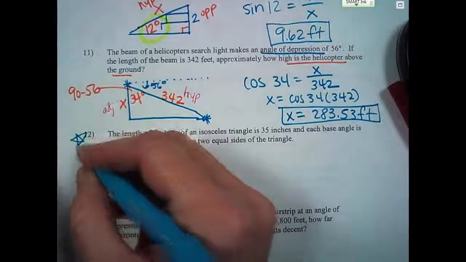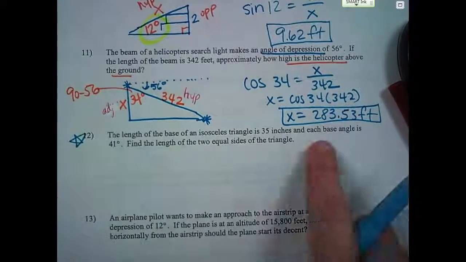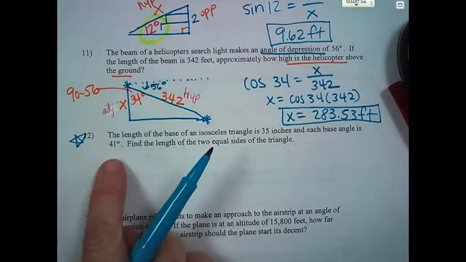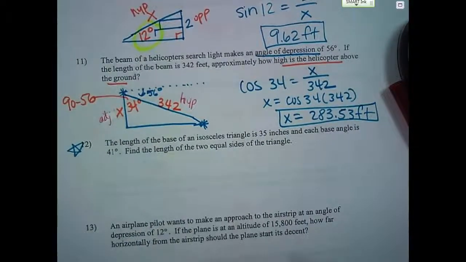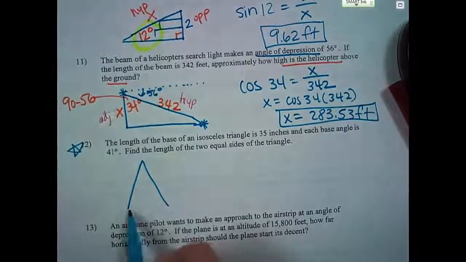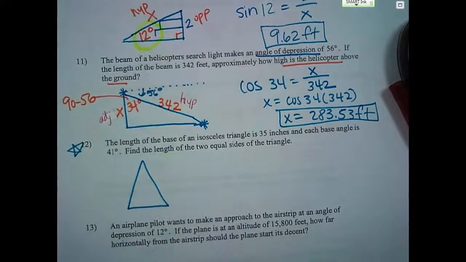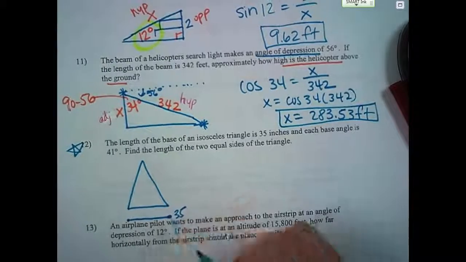Okay, 12 gets a star also, it's tricky. The length of the base of an isosceles triangle is 35 inches, and each base angle is 41. All right, what does an isosceles look like? Right, it's got two sides that are the same, correct? Then it tells us that all the way across the bottom, so the distance from here all the way to here, is 35, right?